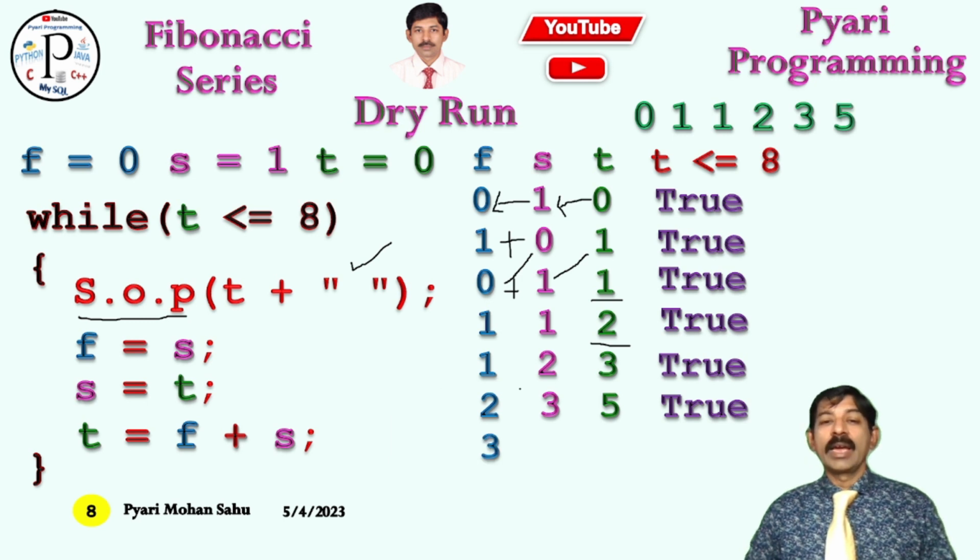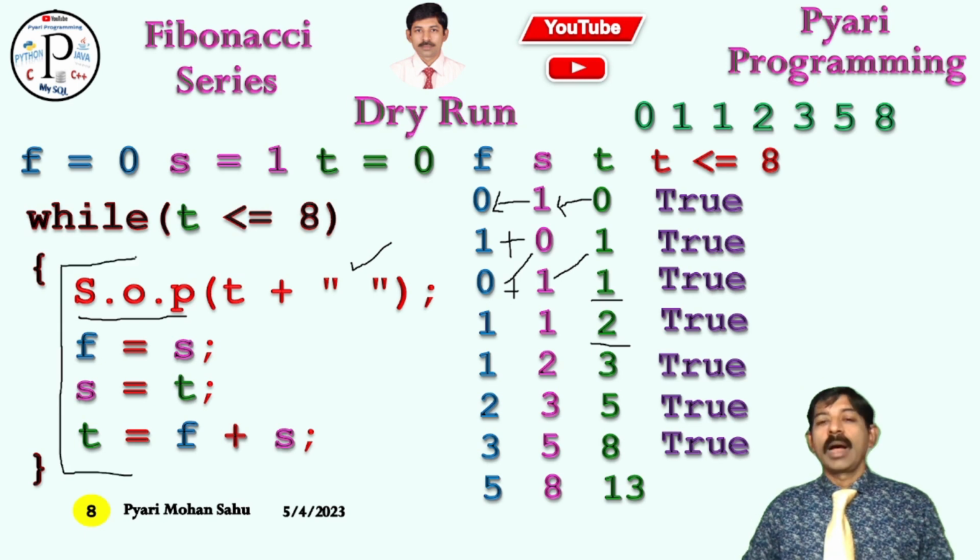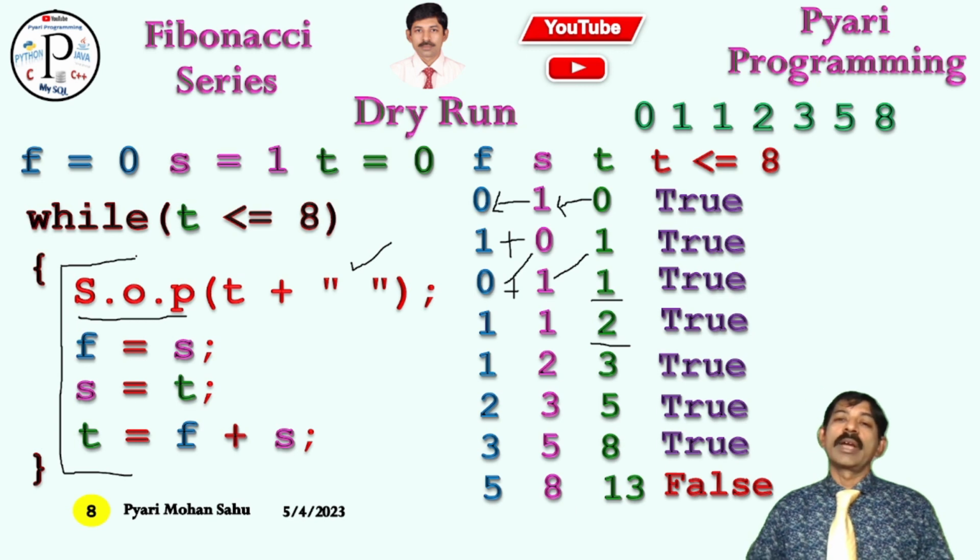After that, again first equal to second. Second is equal to third. Third is equal to first plus second. Now, condition. 8 is less than or equal to 8. True. So that's why I will get inside. I will display 8. After that, first equal to second, second equals to third, third is equal to first plus second. You may think, why am I moving? Because the condition is true, I am bound to do these steps. After that, I will check the condition where 13 is less than or equal to 8, which is false.